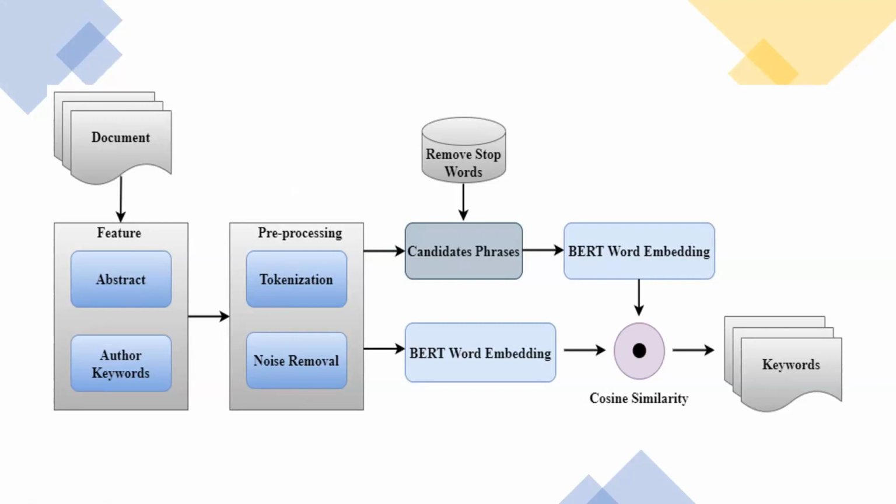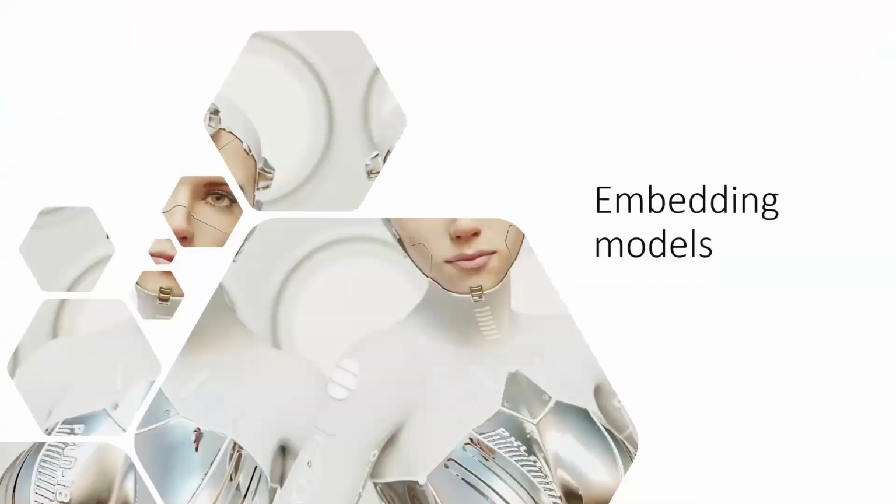When we have the candidates, we compute the embedding for the candidates, and also for the whole text, and we take the cosine similarity between them. When you take the cosine similarity between them, we get scores, and we take the highest 10 of the scores, and we take the keywords or the key phrases of the text.